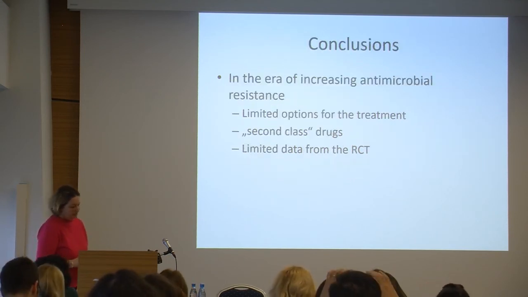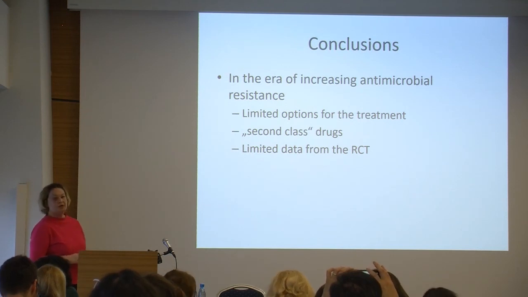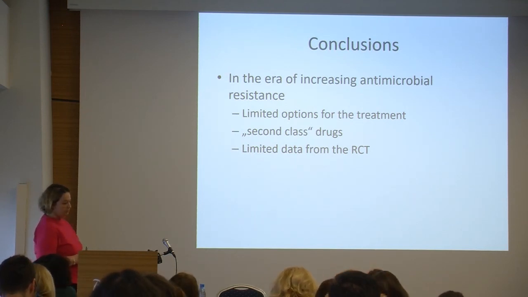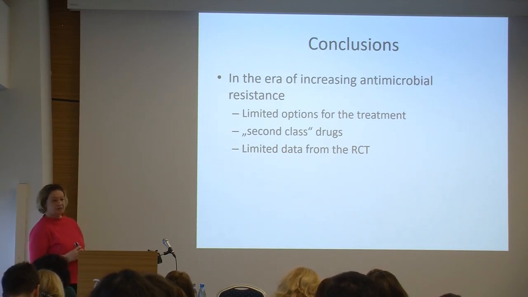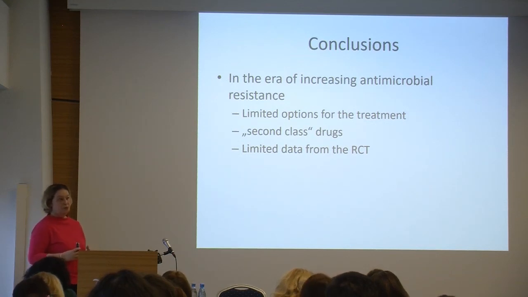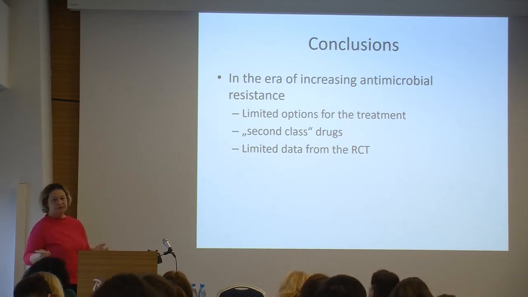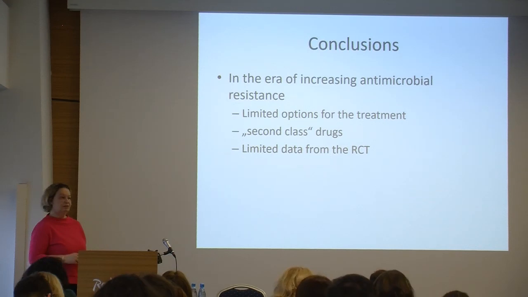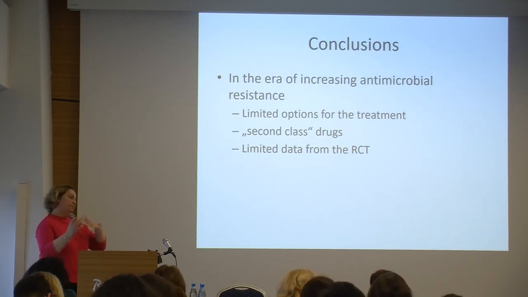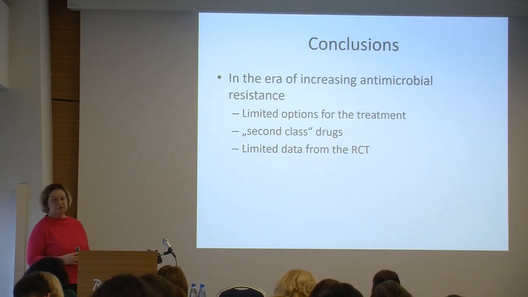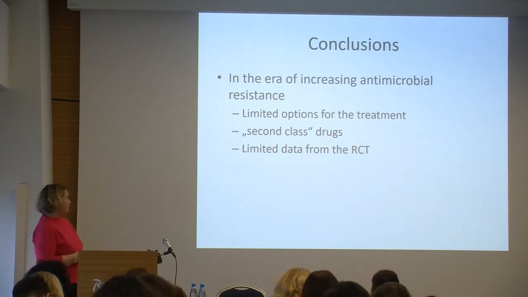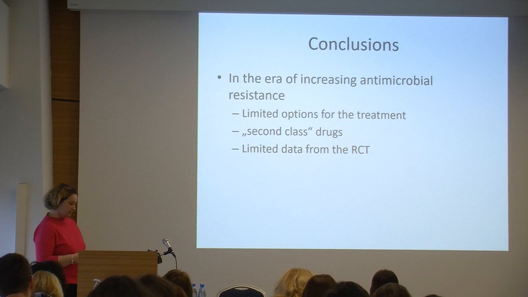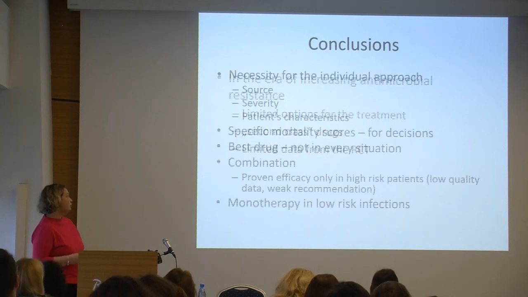So in the era of increasing antimicrobial resistance, we have very limited options for treatment. We are using so-called second-class drugs, which are revived now, and perhaps with new data, we can prescribe those drugs better. It is already known that in the history of colistin, the dosage was too low, and a loading dose was not given. There are very limited data from studies. We have mostly case reports and retrospective studies.